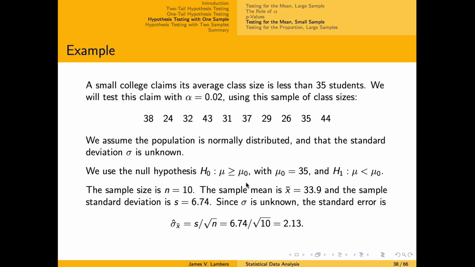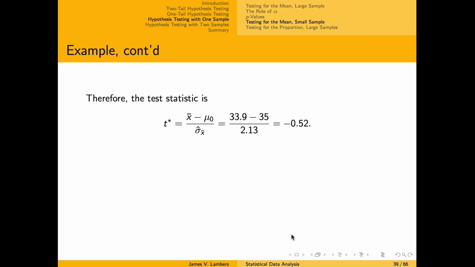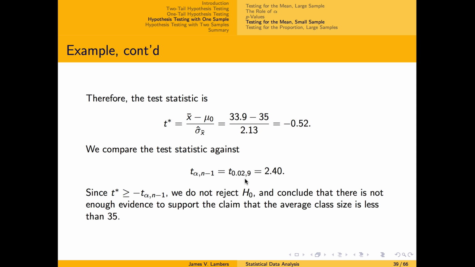Using the sample standard deviation and sample size, we compute the standard error. Then we obtain the test statistic in the same way as always: sample value minus hypothesis value divided by the standard error. We then obtain the value of t alpha n-1 with n equals 10 from a t-distribution table. For this kind of hypothesis, we need to check whether t star is greater than or equal to minus t alpha n-1, and since it is, we do not reject H0. Even though the sample mean is less than 35, it is not so much less as to be statistically significant, so the college's claim is not substantiated.